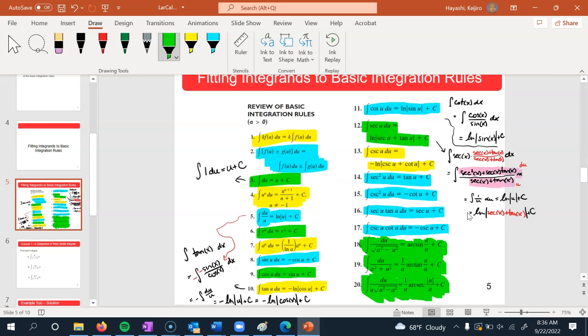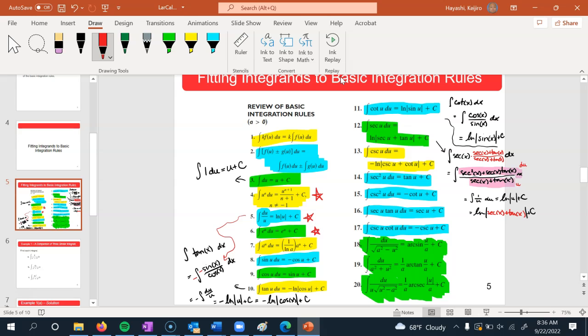Okay, so these are the integration rules that we're going to be using for the rest of the semester. Probably the most important ones are going to be this power rule, this 1 over u du rule. That's a big one that appears a lot as a form of u substitution.